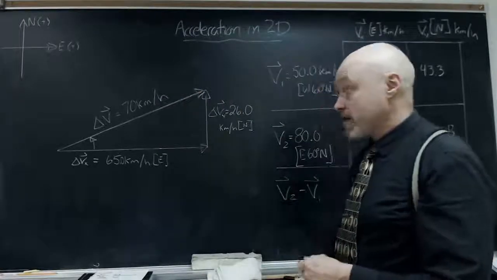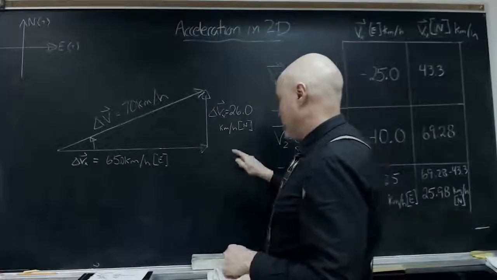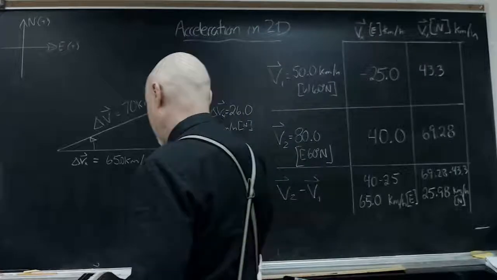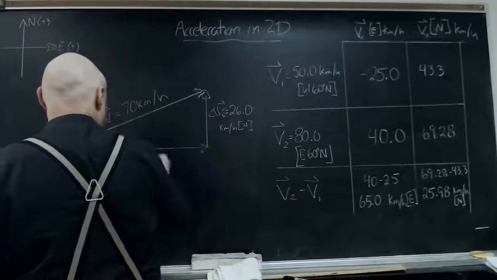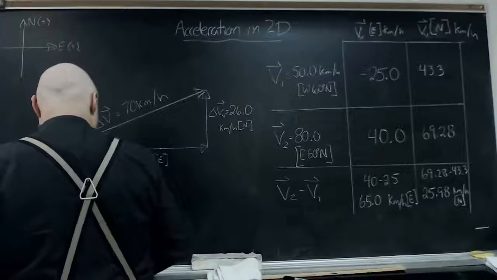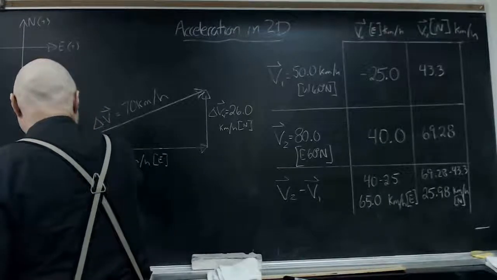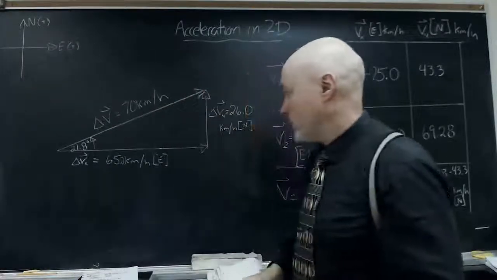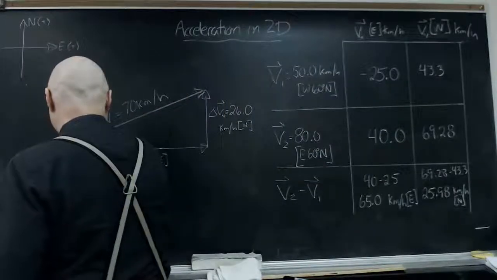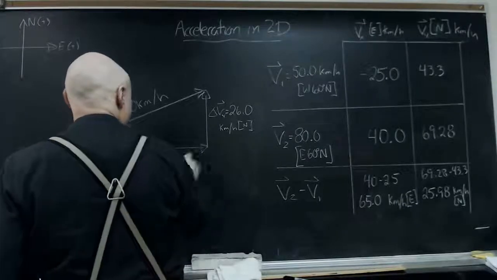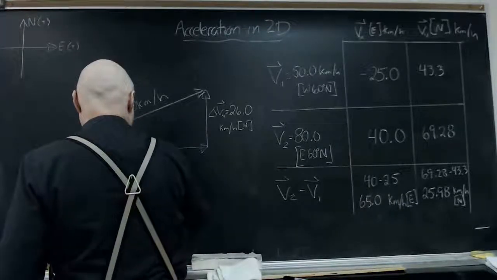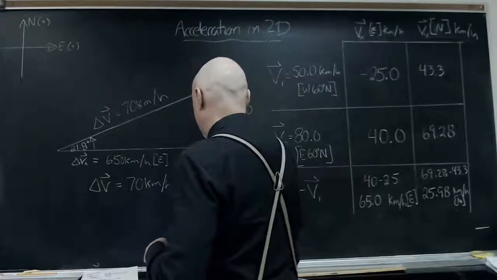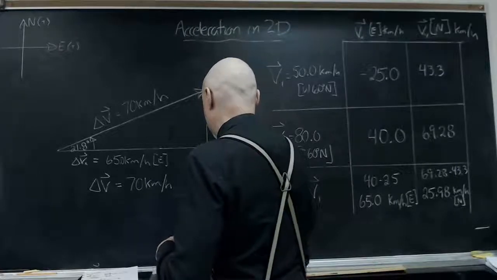And so I have to figure out the angle of the change in velocity, and so I can just use the inverse tangent to calculate the actual angle. And so the inverse tangent of 26 over 65 is 21.8 degrees. And so overall, my change in velocity is 70 kilometers per hour, and this is east, 21.8 degrees to the north.